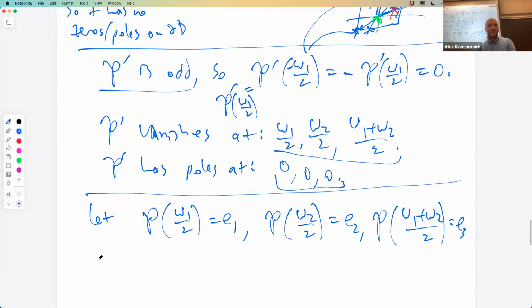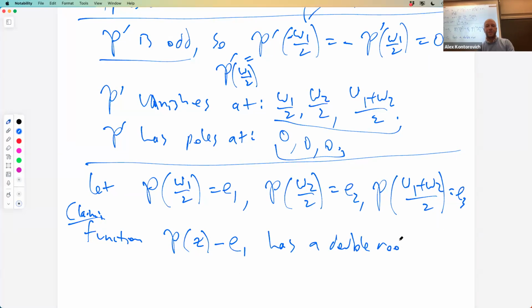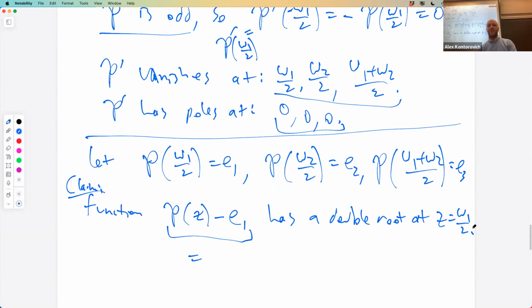So the function P of Z minus E1, my claim is that it has a double root, a double 0, at Z equals W1 over 2. Why? Well, very simple. Let's expand it in a neighborhood of W1 over 2. What's its value at W1 over 2? 0, because of the definition of E1. Plus the derivative at W1 over 2 times Z minus W1 over 2, plus higher order stuff. What is the derivative at W1 over 2? 0.